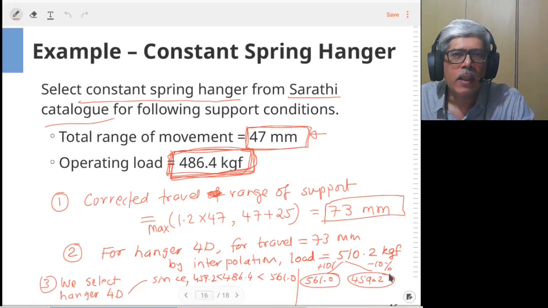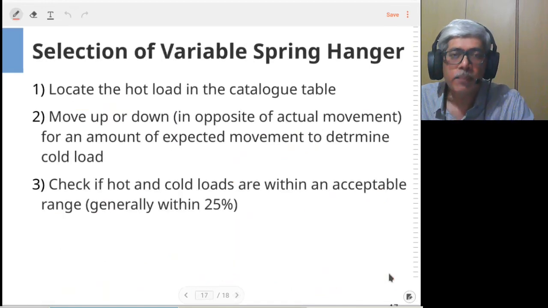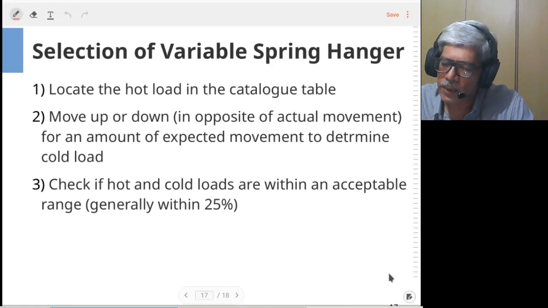Now we'll understand how we select the second type of hanger, that is the variable spring hanger, where the load varies during the movement of the hanger. So how do you select a variable spring hanger? Again we will use the same manufacturer's catalog, and I will explain the procedure with respect to the catalog. So let's open the catalog.